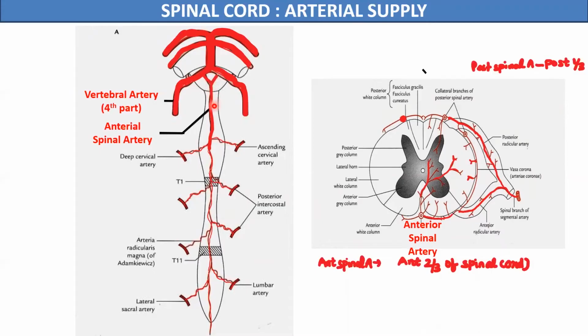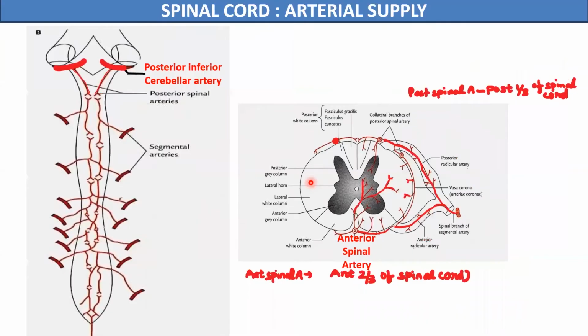Now this anterior spinal artery becomes very narrow beyond the cervical region of the spinal cord. In the lower parts of the spinal cord, it is reinforced at all levels by the segmental branches. The anterior spinal artery supplies the anterior two-thirds of the spinal cord. So this is the first set of arteries, an anterior spinal artery running along the anterior median fissure of the spinal cord.